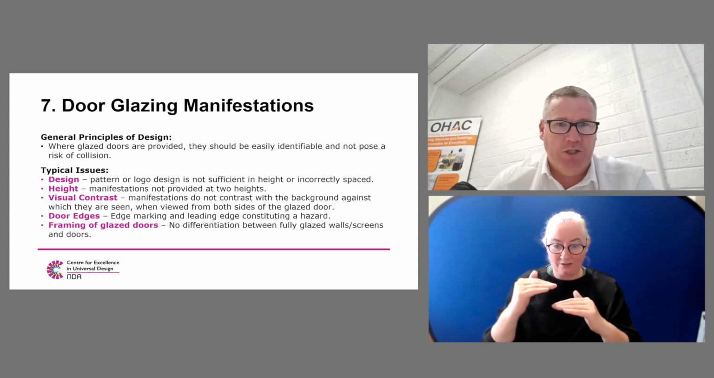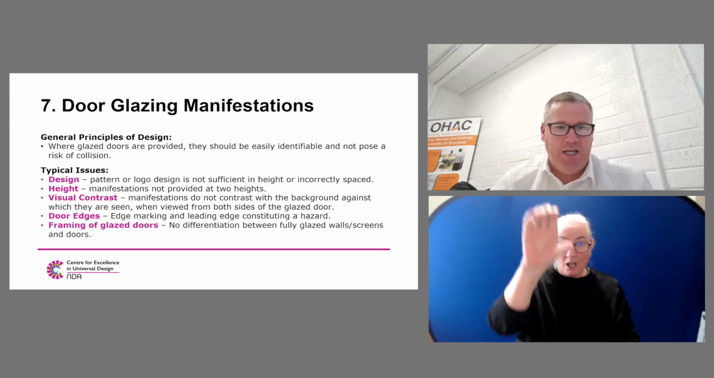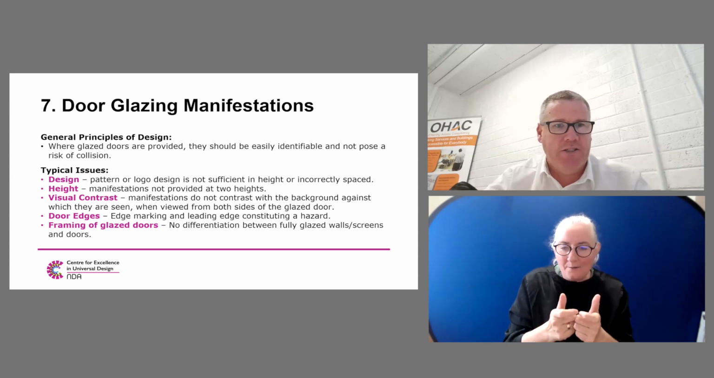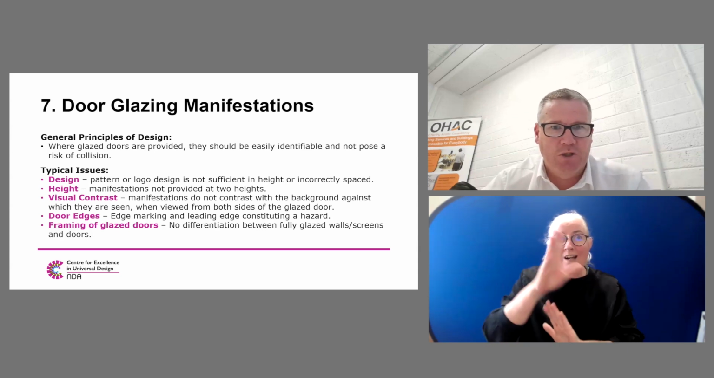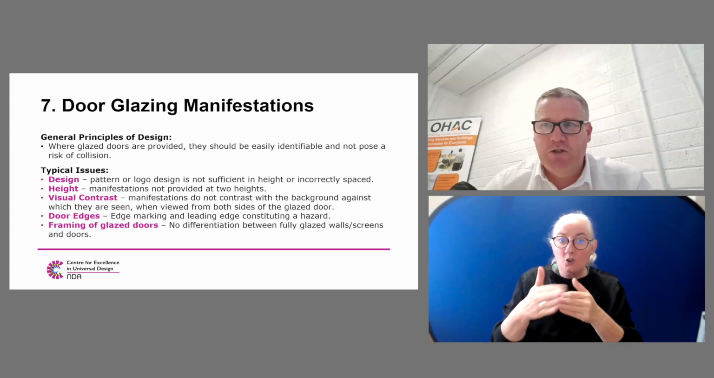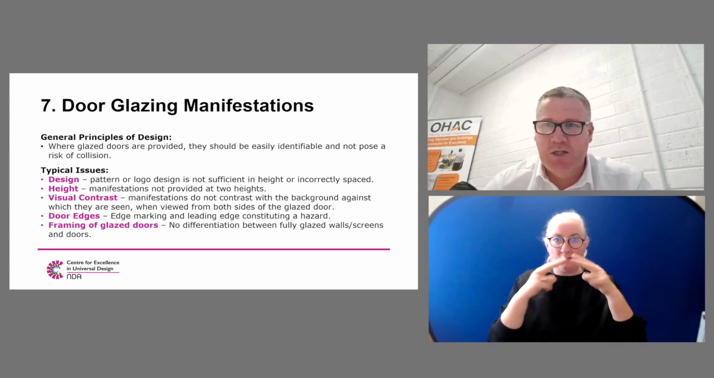And the other one that we find is that if you have a glazed facade, so if you have an entire wall of glass, then you need to frame your glazed doors. So you need to differentiate the frame of your doors so that they contrast visually. So let's look at some examples.